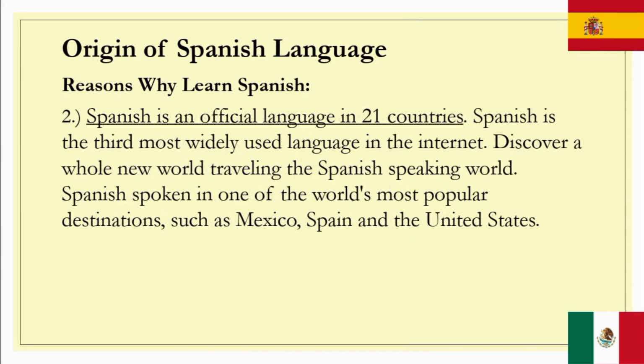It is also an official language in 21 countries. Spanish is the third most widely used language on the internet. Discover a whole new world, traveling the Spanish-speaking world. Spanish is spoken in some of the world's most popular destinations such as Mexico, Spain, and the United States.